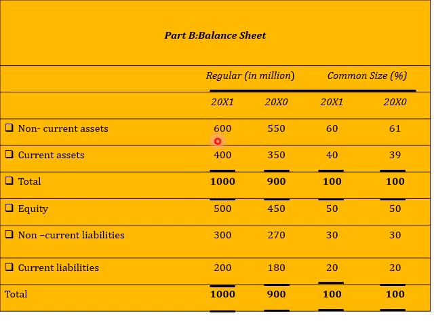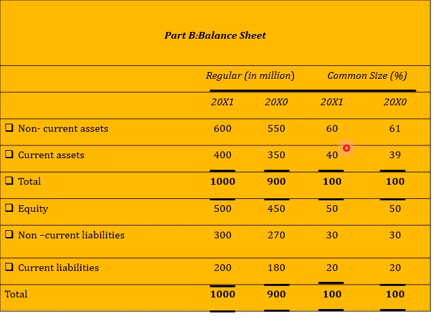Non-current assets are 600 million. 600 million in relation to 1000 million is 60%. Current assets are 400 million in relation to 1000 million. Current assets are 40%. So on and so forth. All items in the balance sheet are expressed as a percent of the total of the balance sheet. We have the common size balance sheet for the previous year as well. This common size balance sheet is based on the regular balance sheet as shown in this column.